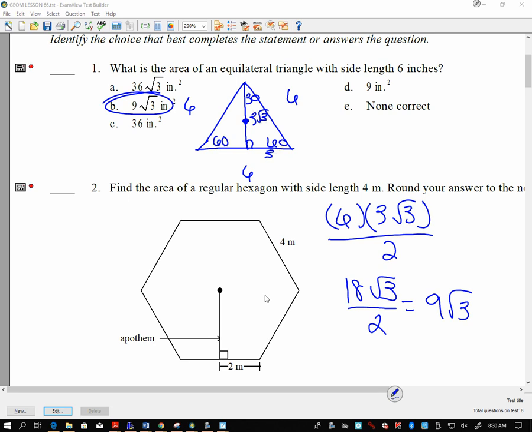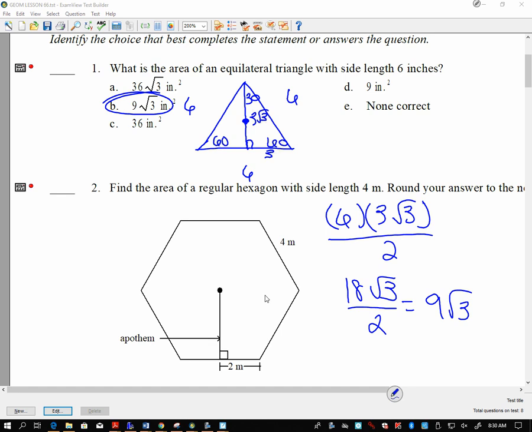Now, if you weren't sure about that 3 radical 3, could we have used the Pythagorean theorem? Yeah. We would have said 3 squared plus x squared equals 6 squared, and we still would have gotten 3 radical 3 for my height. It would have just taken a little more work. So if you're looking at question number 1 and you think you might not be able to do that on your own, I recommend writing that work down. Any questions there? No?